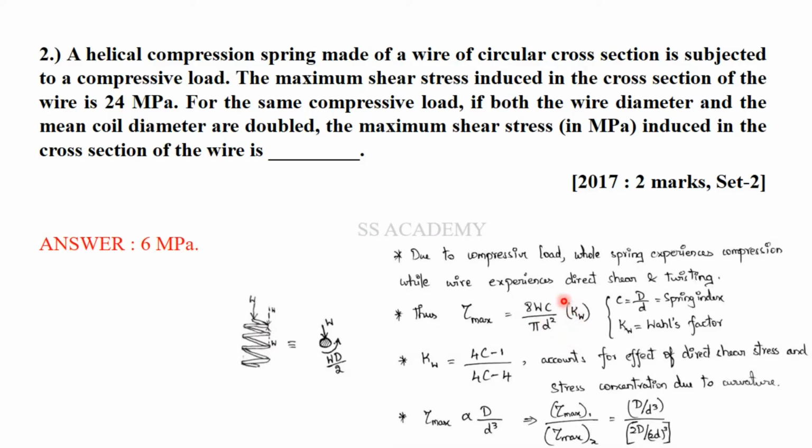But generally we will be using this formula only. They will never neglect the stress concentration due to curvature. If they neglect that, we should not consider the Wahl factor. We should consider the shear stress correction factor, that is KSH, which I have said earlier. Okay, this is the actual question and the answer is 6 megapascal.